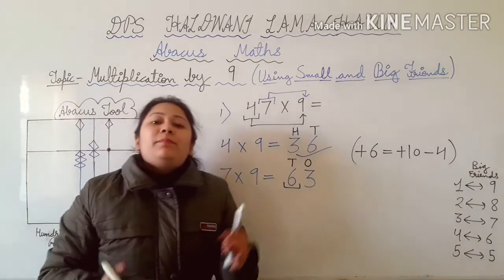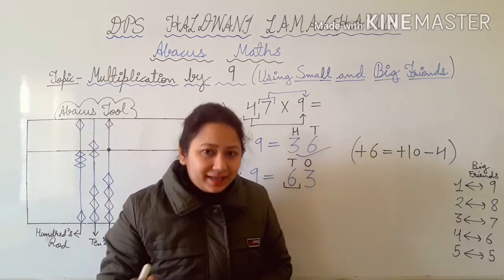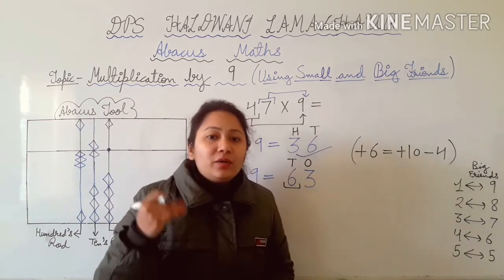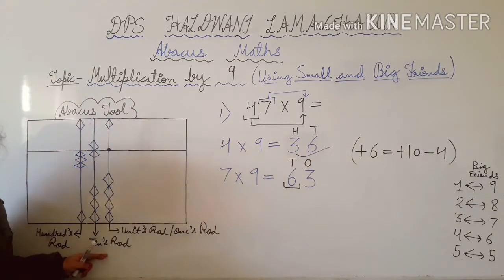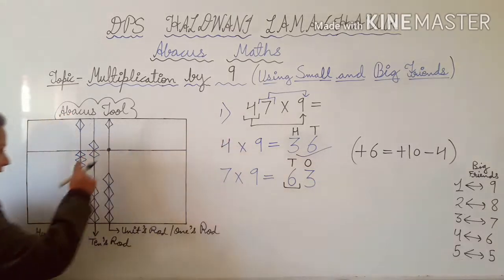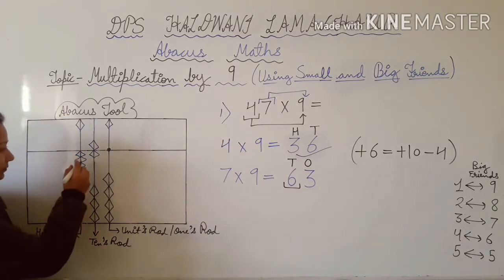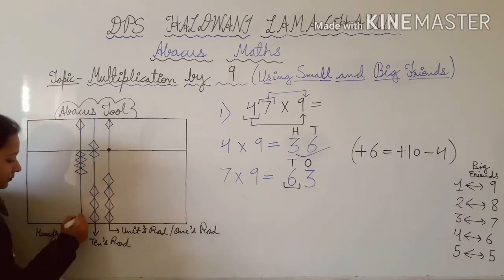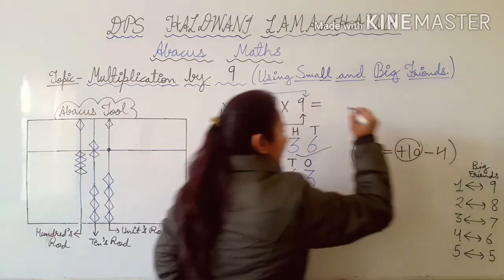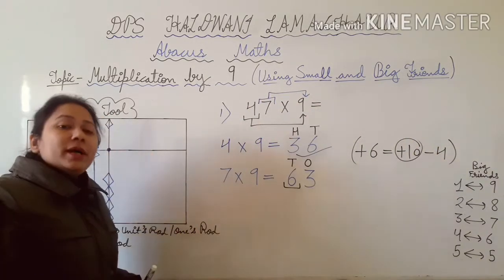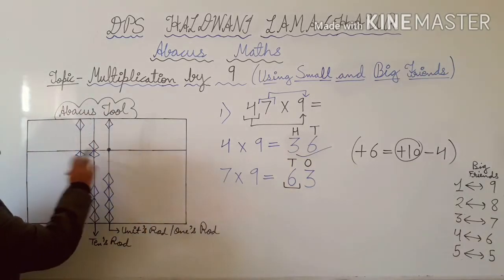Now in my previous videos also I told you that whenever you have to add 10, you add 10 in one rod up. Means for 6 in the tens rod, you will add 10 in the hundreds rod. 10 means one bead up. This is add. Now minus 4. Now minus 4 will be from the same rod. Now here minus 4 you have to do.